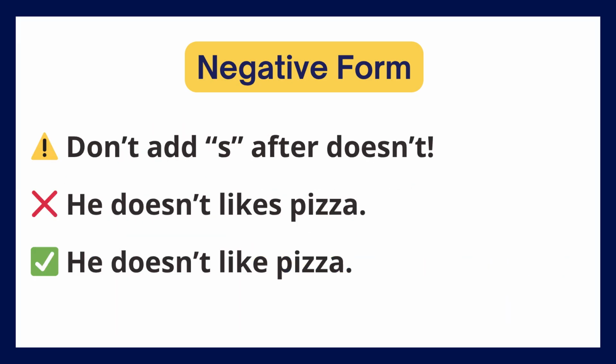Don't add s after doesn't. So in the negative form, we just put don't or doesn't. No s rule right now, okay? He doesn't likes pizza is wrong. We say he doesn't like pizza. So there's no s rule in the negative form. It's just in the affirmative form.